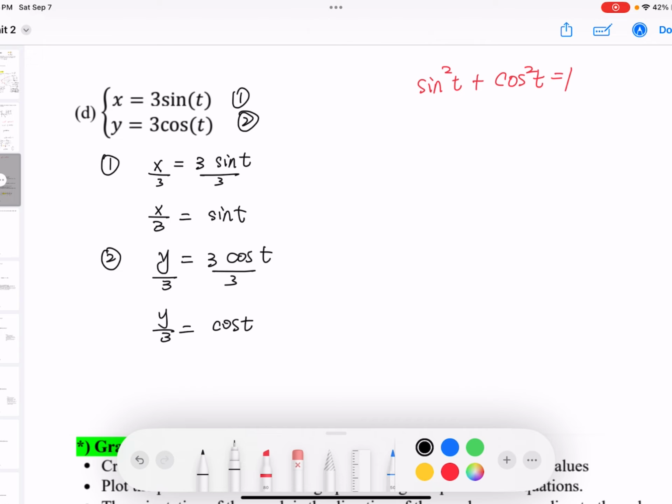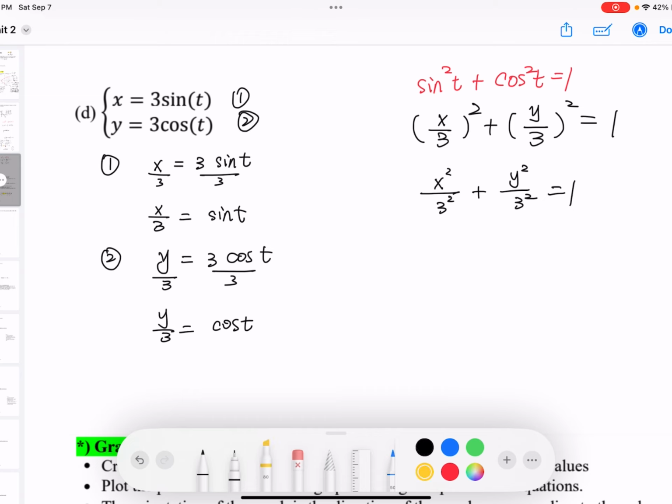So sine t squared plus cosine t squared is equal to 1. We just bring the sine and cosine into this equation. So we have x over 3 squared plus y over 3 squared is equal to 1. And then we can square the top and bottom: x squared over 3 squared plus y squared over 3 squared is equal to 1. So we have the same bottom. The bottoms are the same.